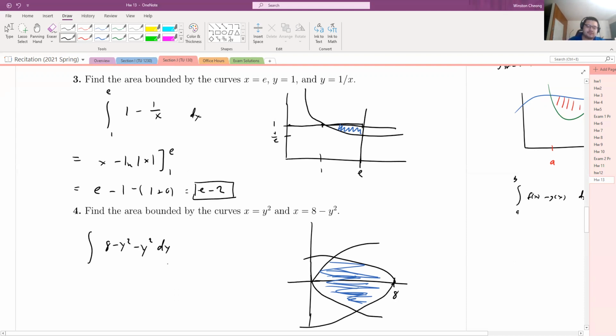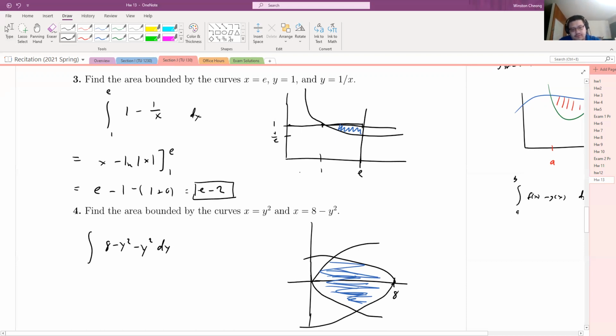We know that the top function, top in this perspective, is the function that is further away from the y-axis. So it's going to be the 8 minus y squared, and the bottom function is the y squared. So that's the order of the subtractions that we do. And then the other thing we need to know is where are these cutoffs? And I drew this kind of poorly because it's actually supposed to be symmetric.